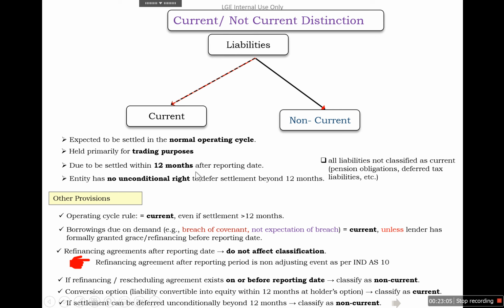So in case of assets, the classification is based on expectation, but here it is based on the right to unconditionally defer. If the entity does not have the right to unconditionally defer the liability that has become due, it will be classified as a current liability. And if it can defer the liability settlement unconditionally for more than 12 months, in that case it will be classified as non-current.